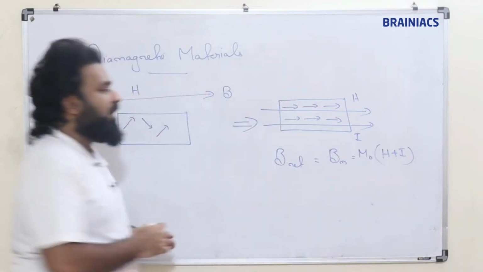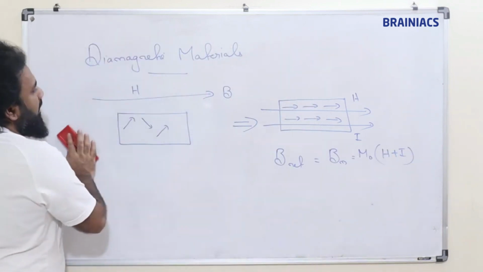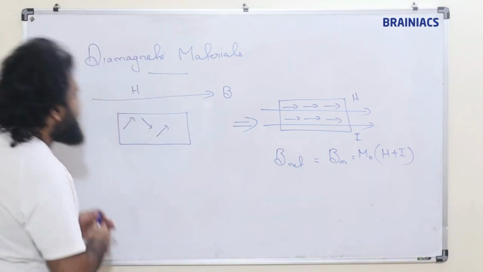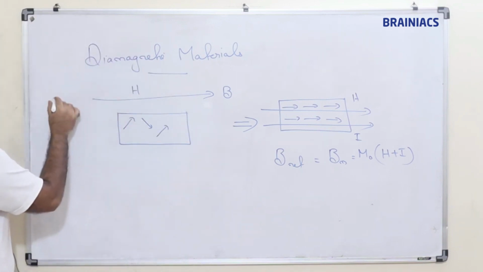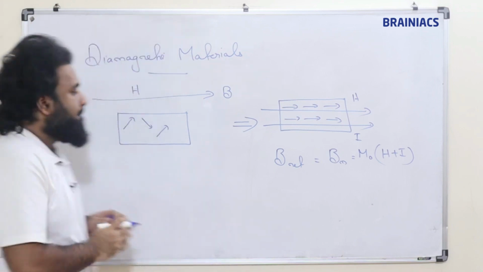This is what we have studied. This is what will happen generally if we try to magnetize a material. This is the first point.